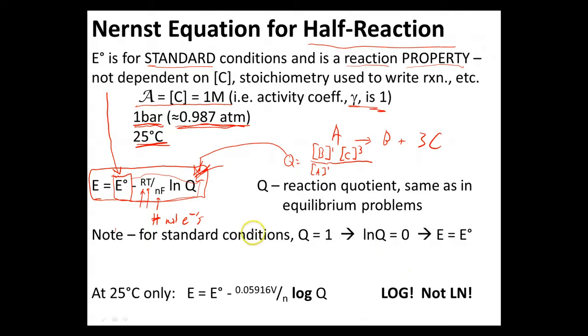Now, for standard conditions, if we had all of these conditions true, and we plug that into Q, notice that Q is going to end up being the value 1, which means ln Q is going to be 0. And so if you are completely at your standard conditions, including your concentrations, then unsurprisingly you get the exact same value for your E naught.